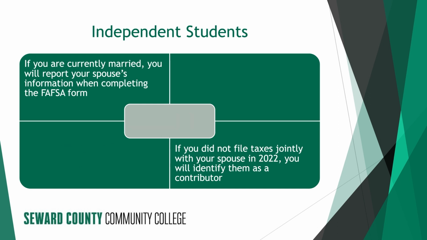If you are an independent student and are currently married and filed taxes jointly in 2022, you will simply be asked to provide your spouse's name, Social Security number, and date of birth in the FAFSA form. If you did not file taxes jointly with your spouse in 2022, you will need to identify them as a contributor, and they will be asked to provide their information to your FAFSA form.